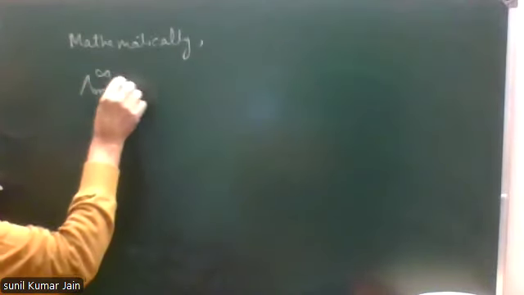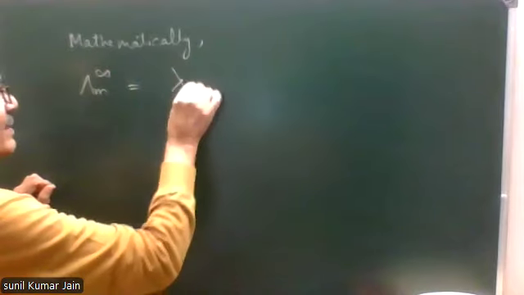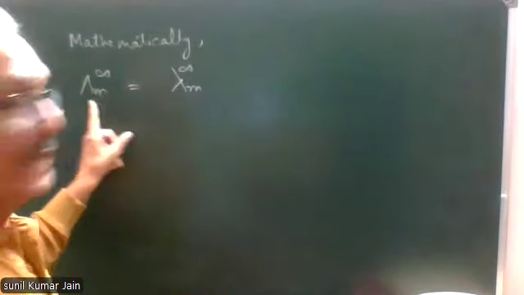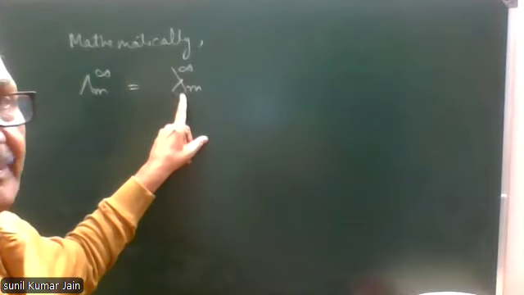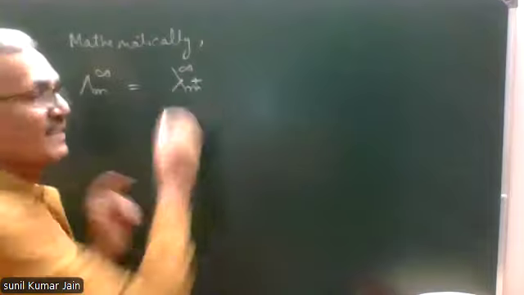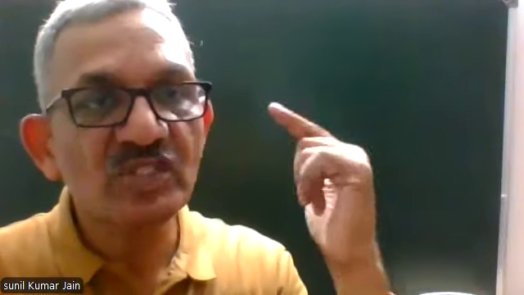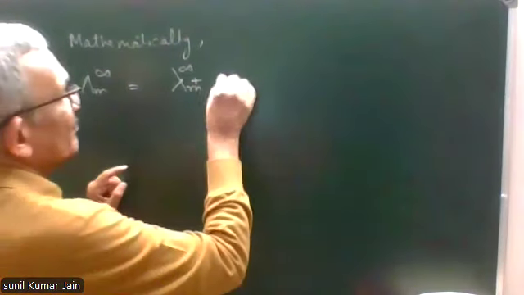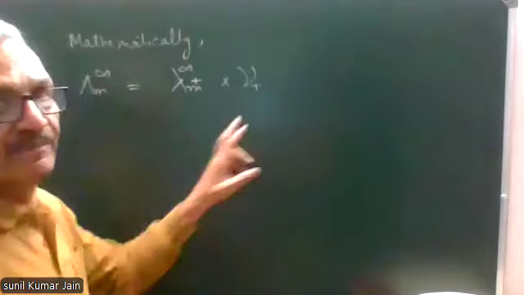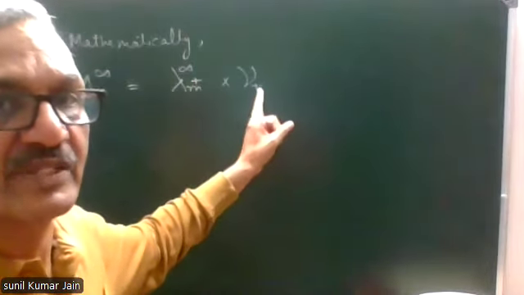Now copy the formula from the board. Mathematically, lambda m infinity is equal to, this is capital lambda and this is small lambda. Lambda m infinity plus: the plus is a part of the symbol. This plus does not mean we are adding something. This plus specifies cation. Right? So lambda m infinity plus multiplied by nu plus. Plus is again a part of the symbol. This is nu plus.